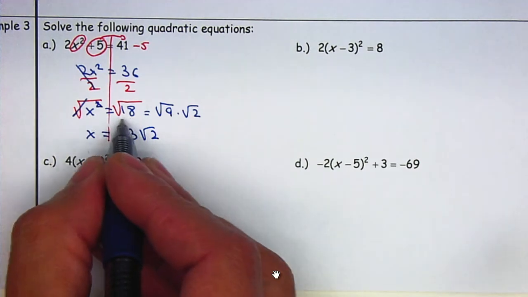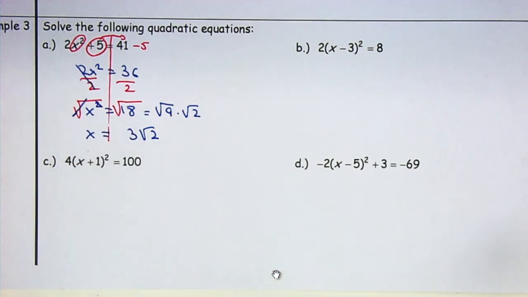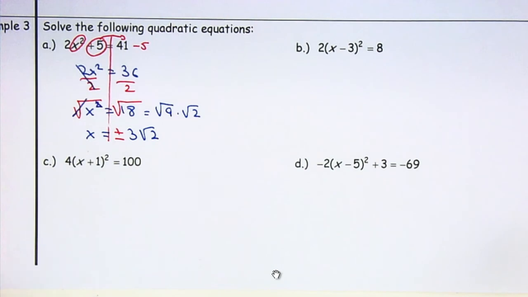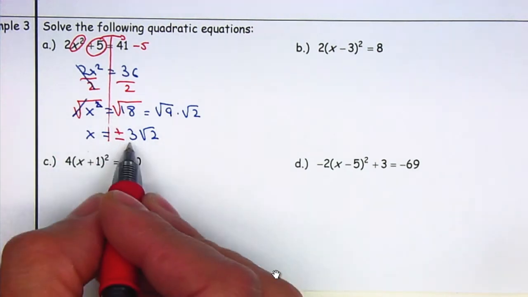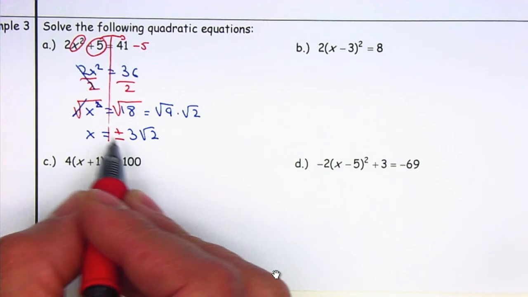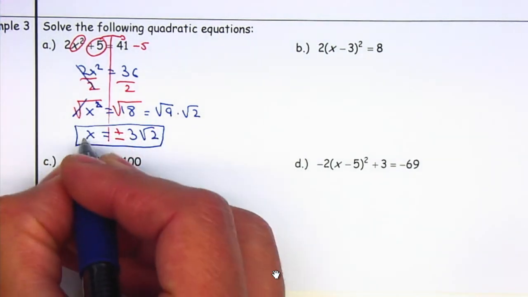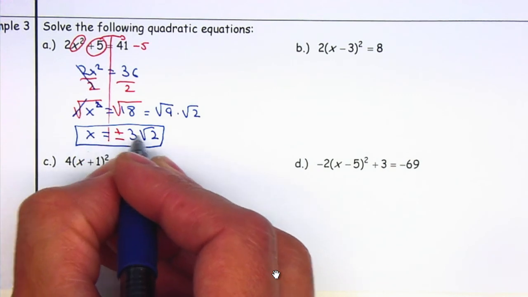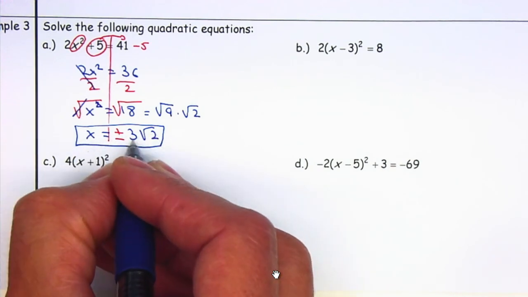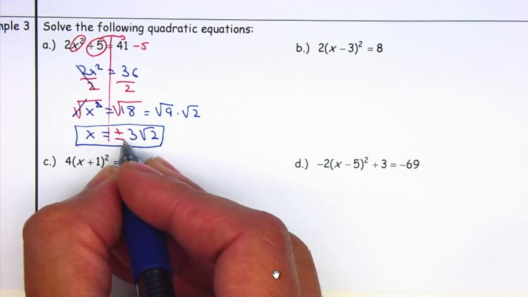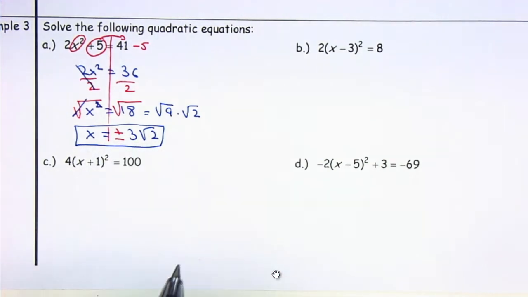Now every time that we take the square root, we need to have 2 answers. One positive and one negative. So every time you take the square root on both sides, we're going to have 2 answers. One positive and one negative. And this will be your answer. So x is equal to positive 3 square root of 2 or negative 3 square root of 2. But we can just leave it as plus or minus 3 square root of 2.